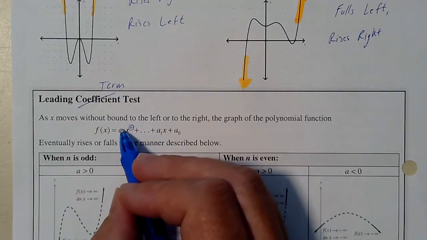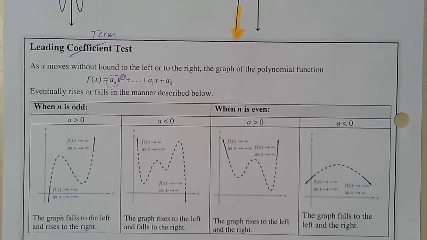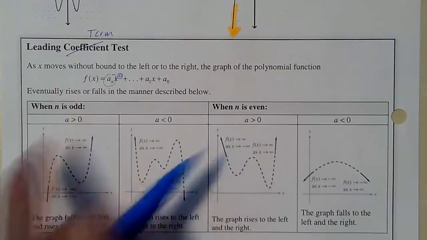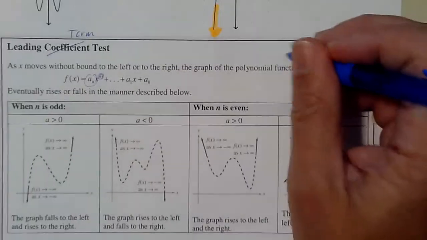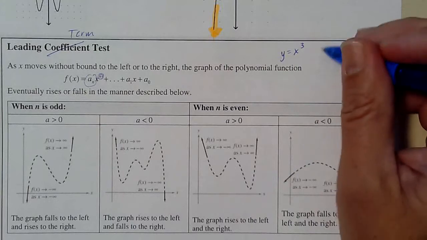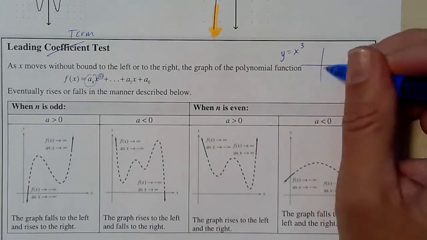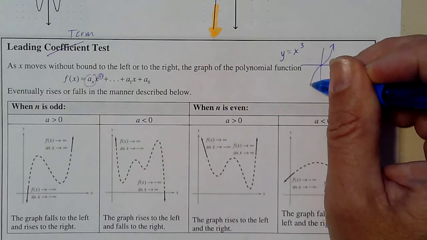Okay, so we want to look at the degree and we look at the coefficient when making these determinations. Okay, so let's start off here when the exponent is odd. Let's actually do a little parallel with y equals x cubed. That's a function that we're familiar with. We had to do transformations with that before. Y equals x cubed looks like this, the parent function, right?